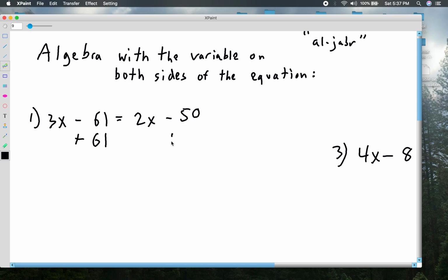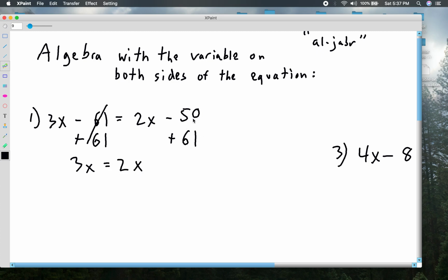61 on both sides. Because as I was doing this trial and error, trying to figure this out to make this presentation, I learned that I want to get the number on one side of the equation, and then I want to get x on the other side. So that's what I'm going to do. So that cancels out. So that's 3x equals 2x.